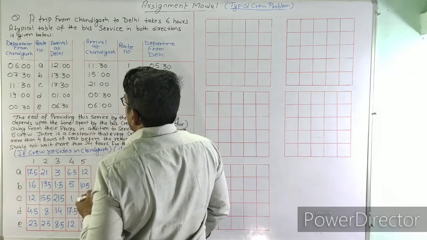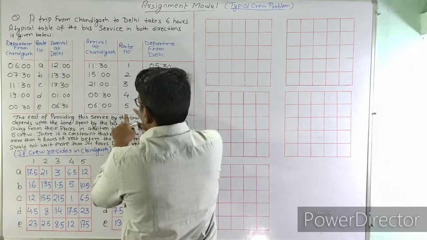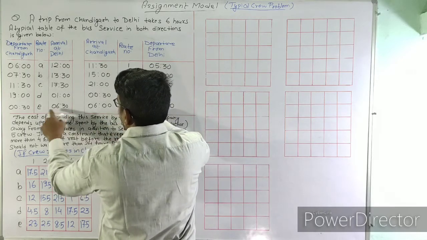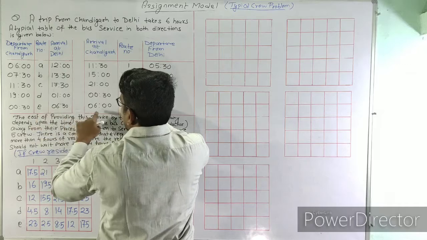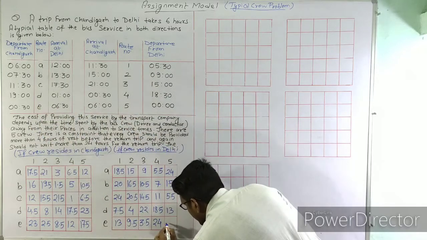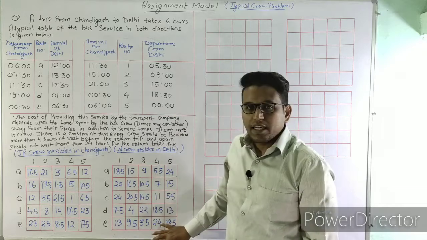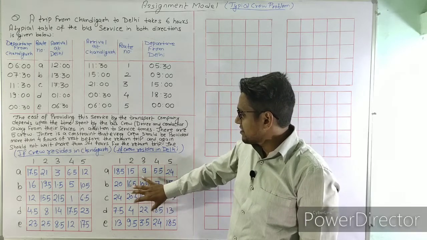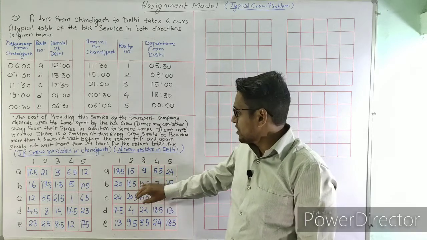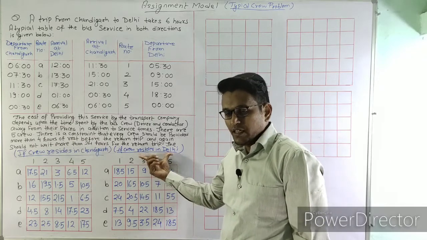Okay, 6 plus 13 is 19. So this will be 13 hours. If the crew arrives by route 5 and departs from route E, the time here will be, this is 18 plus 5, 18.5 hours. So these are the times that the crew spent at the company's residence at Chandigarh, because the original residence of crew is in Delhi.